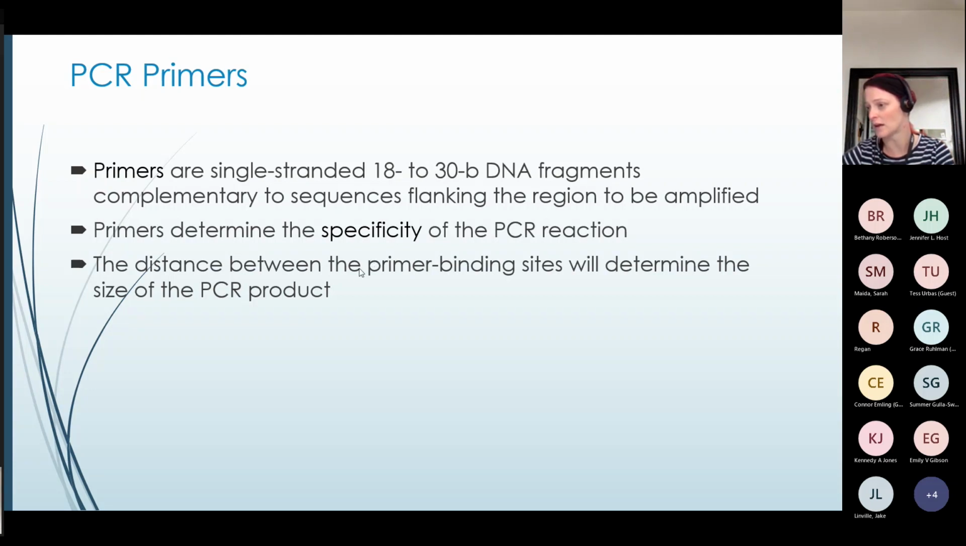Primers determine the specificity of the PCR reaction, and the distance between primer binding sites will determine the size of the PCR product. If your primers are very close, you're going to have a very short PCR product, so your extension time is going to be much less, and your annealing time and everything else is going to be much less. But if you want a very large PCR product, obviously your primers will be farther apart from each other, and then you'll need longer extension times.